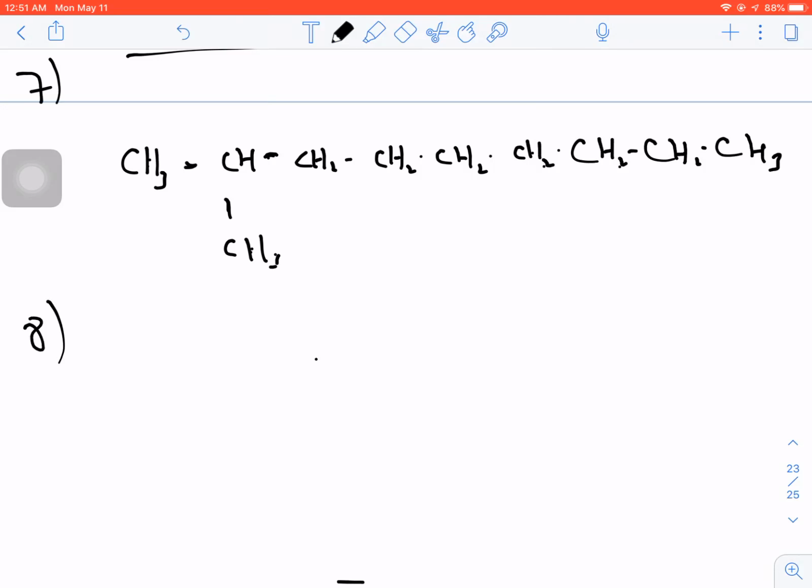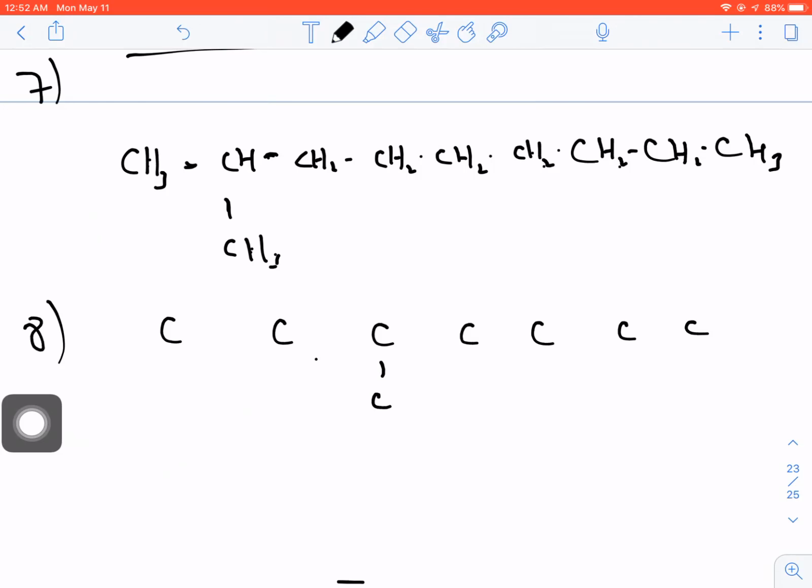is 3-ethyl heptane. Heptane is 7. 1, 2, 3, 4, 5, 6, 7. There's my heptane. And I have a 3-ethyl. So I'm going to count from the end. 1, 2, 3. So on this carbon, I need to add an ethyl, which means I have to add a 2-carbon chain. There's my ethyl heptane, 3-ethyl heptane.